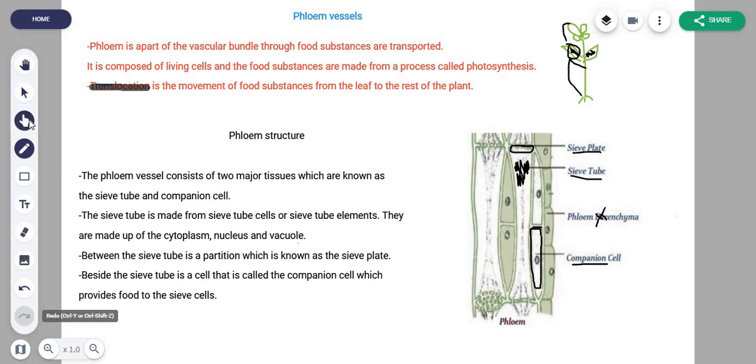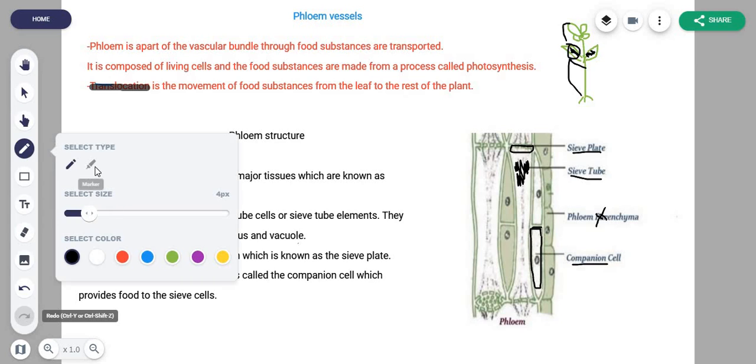Now, how do I identify them? First of all, the partition, the hole, that part of the phloem vessel is always the sieve plate, and underneath that partition is that long narrow part. This whole long narrow part is your sieve tube. Just from the word tube, we can say that this whole thing is a tube, right? See, this is the sieve tube, and right beside it is your companion cell.